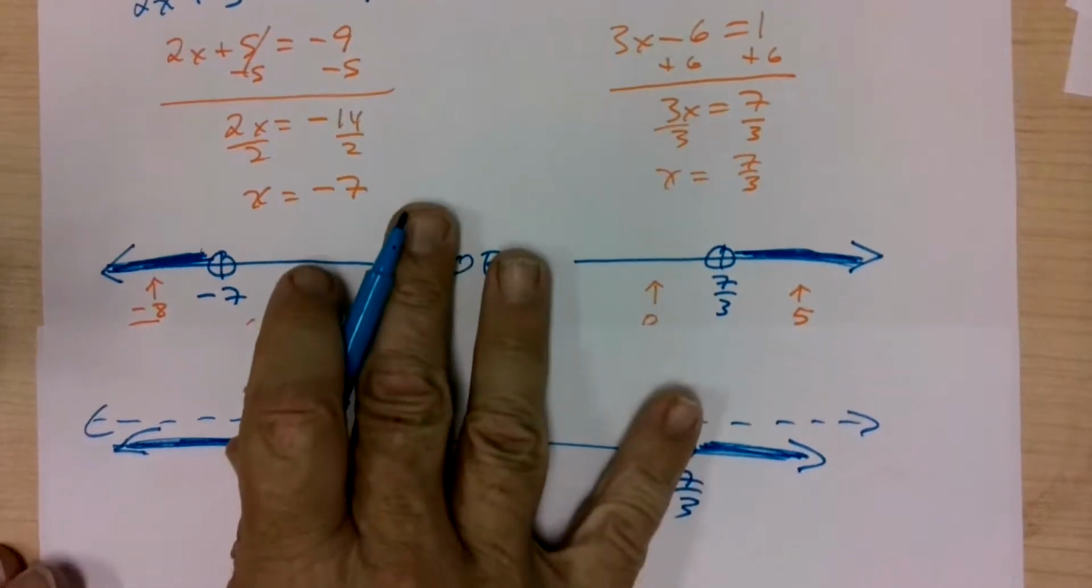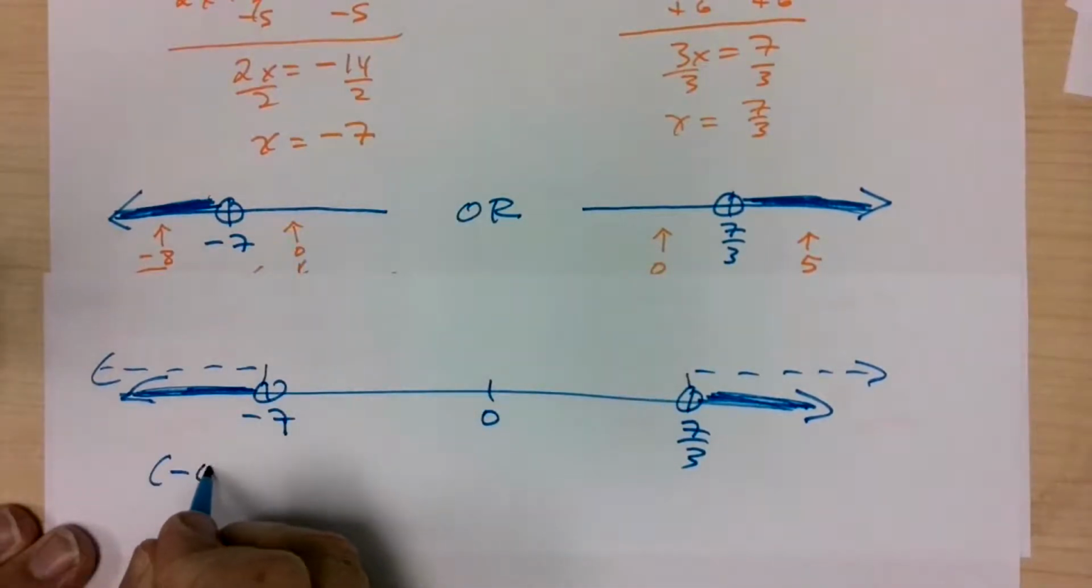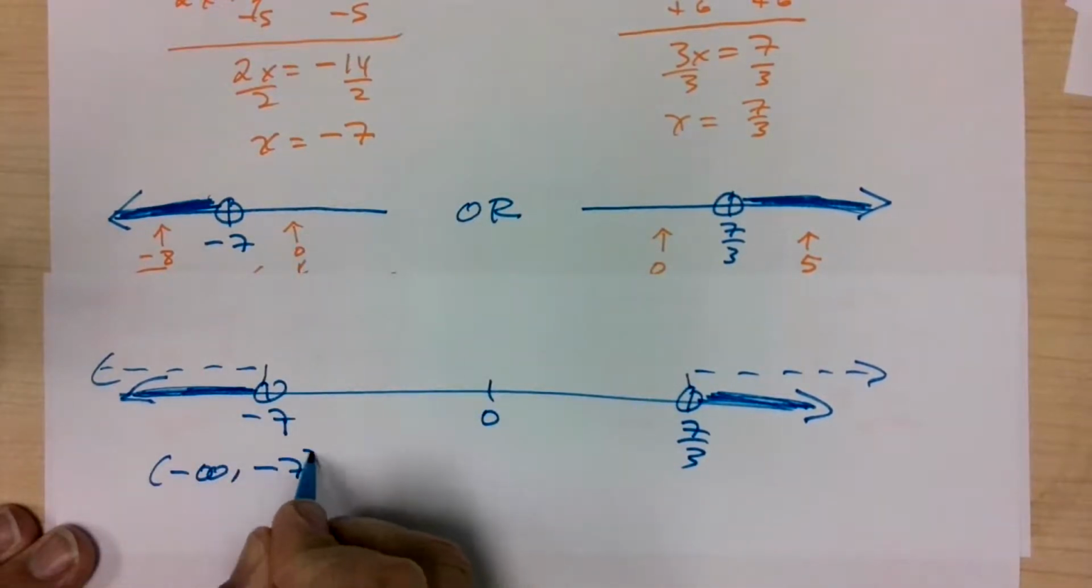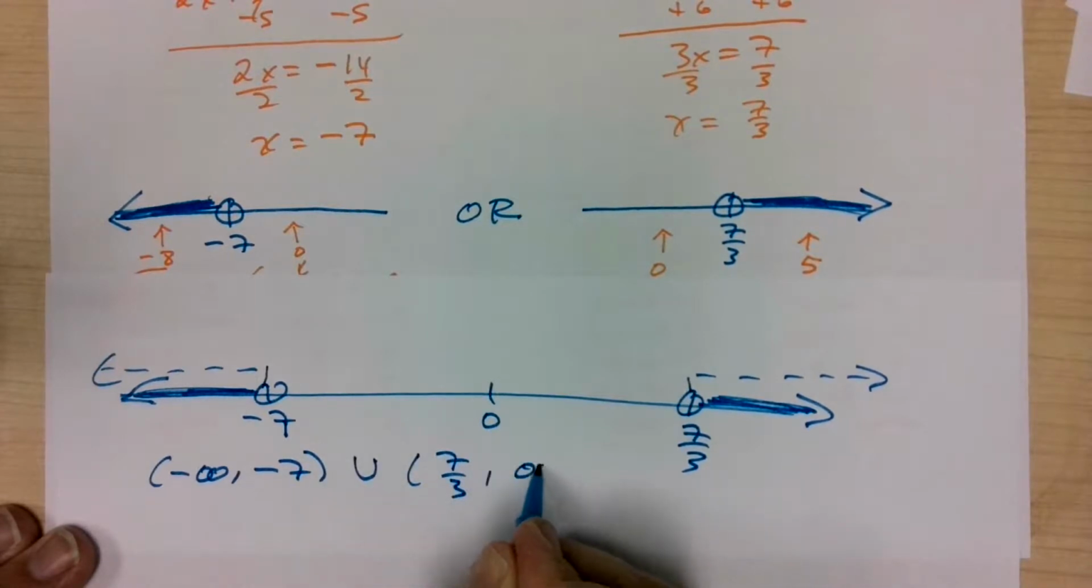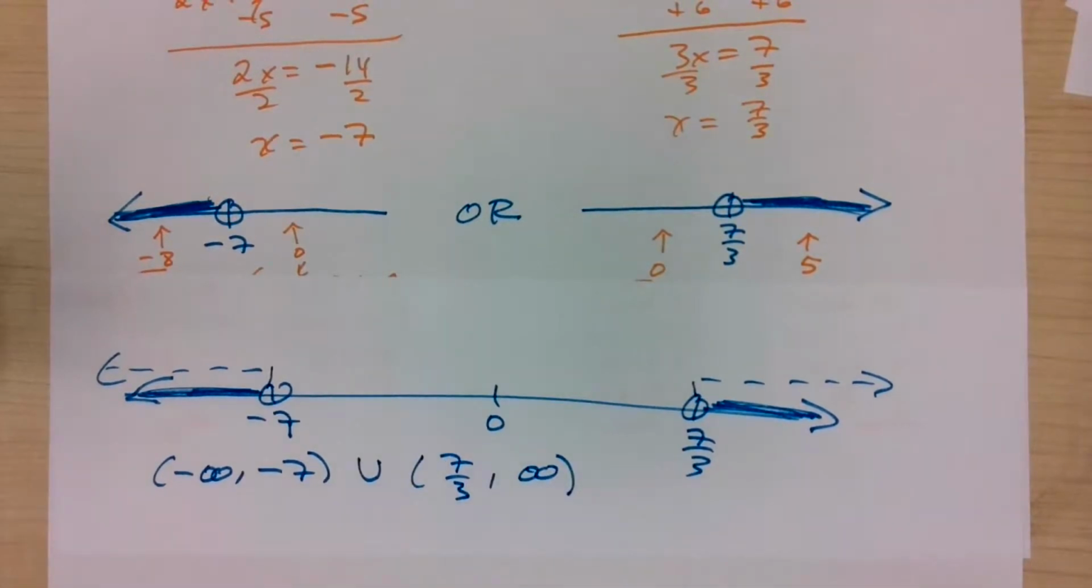In interval notation, we will say -infinity to -7 union 7/3 to +infinity. And that will conclude this lesson.